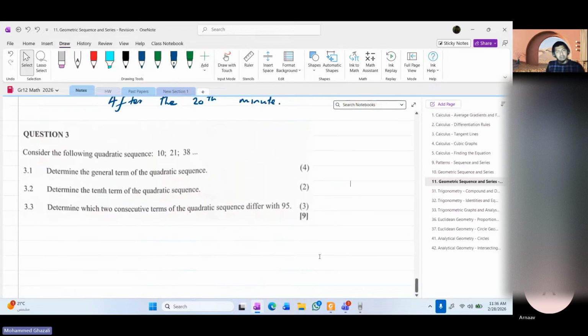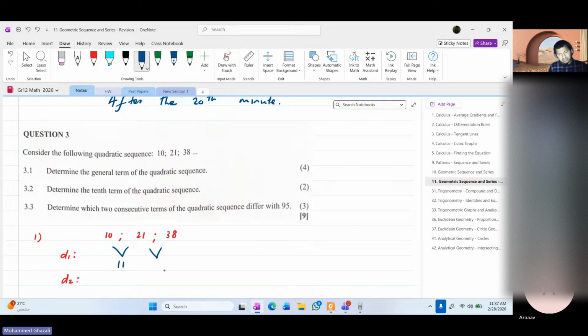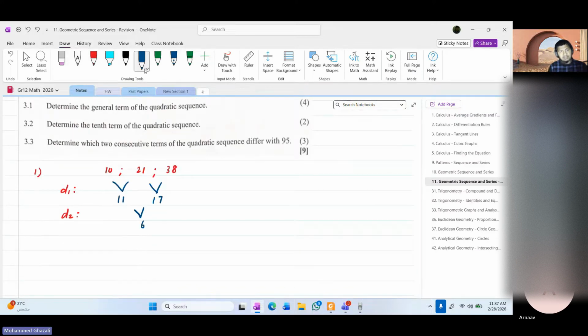Consider the following quadratic pattern 10, 21, 38. Determine the general term of the quadratic sequence. So you know what the formula looks like. So let's draw our tree. We got 10, 21, and 38. So there's your difference 1, and then your difference 2. Your difference 1 is 21 minus 10, which is 11, 38 minus 21, which is 17. And then the difference 2 will be 17 minus 11, which is 6.